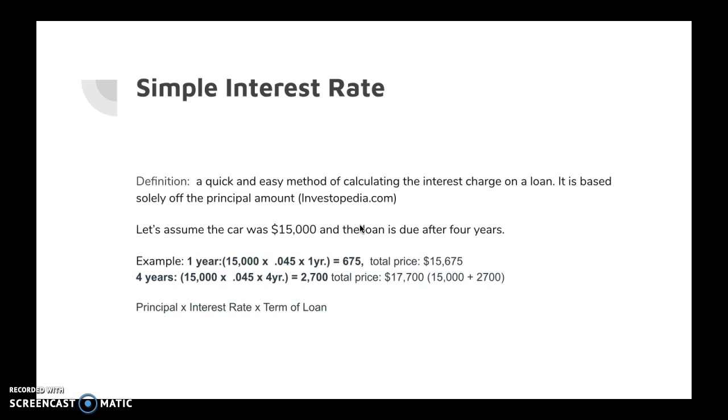But with simple, it's just the same interest every year. So we change our year here to 4 to get our total for the 4 years, which would be 15,000 times 4.5% times 4 years, $2,700 for our total interest, and a total price of $17,700, which is our principal plus our total interest.